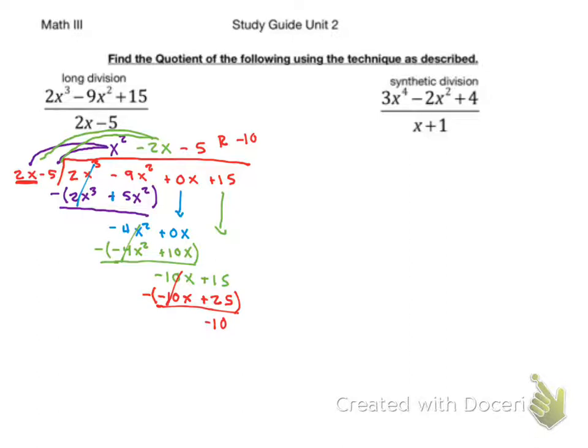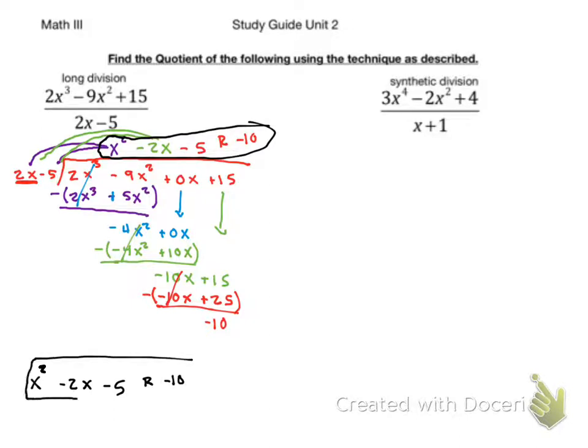So final answer, we look at what we have up here. It was x squared minus 2x minus 5 with a remainder of negative 10. Or we can write it x squared minus 2x minus 5 plus negative 10 over what we divided by, 2x minus 5. And that's acceptable as well.